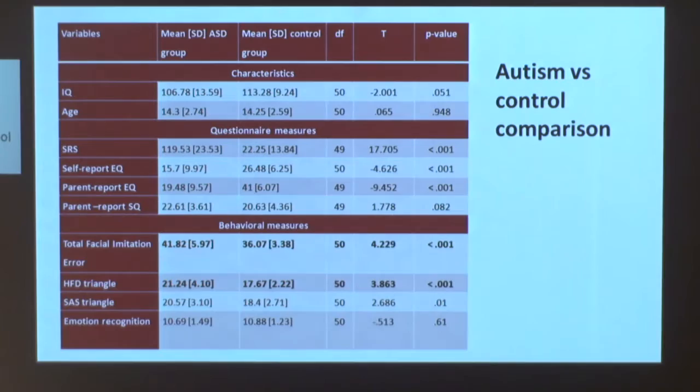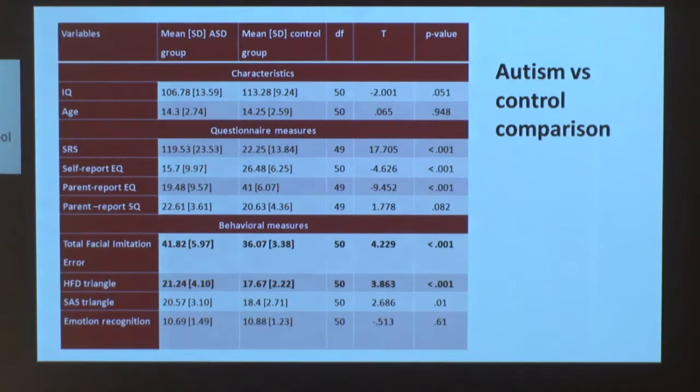Since then, we've done a similar study in people with autism, and you probably won't be surprised to find that we find really quite highly significant group effects on both triangles. But surprisingly, again, much stronger effects with the HFD, the happy fear disgust triangle, than with the SAS triangle. But we don't find any group differences with the emotion recognition.